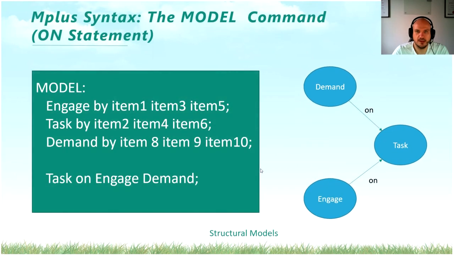So now that we have that in place, we go to the next one, which is our ON statement. Basically all that we say here is task performance, our dependent variable, is regressed on engagement and demands. This is what it looks like. So engagement and demands predict task performance. Okay, pretty straightforward.